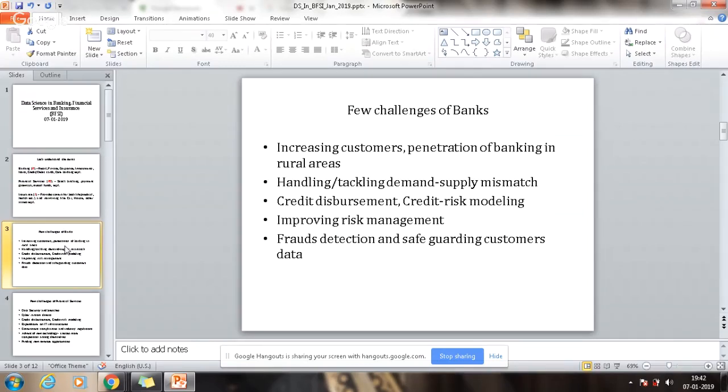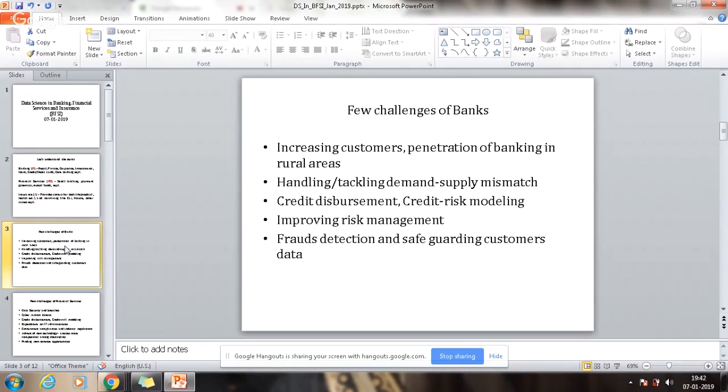And coming to the next one, improving risk management. So risk again comes similar to credit risk. There are a lot of other risks where banks are likely to invest, but they do risk assessment to see whether they should invest or not. And same thing, machine learning and data science could to a certain extent help us.